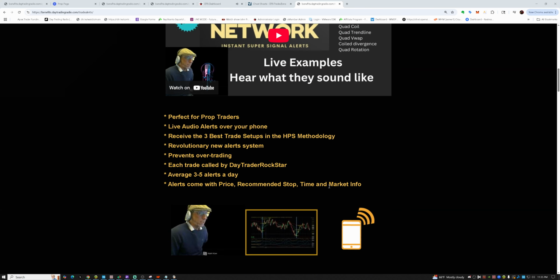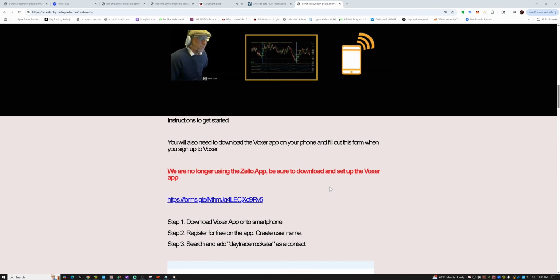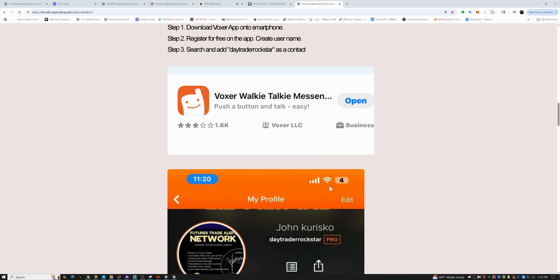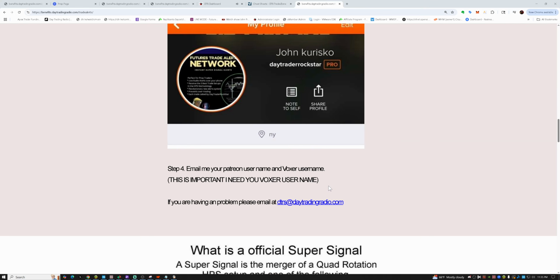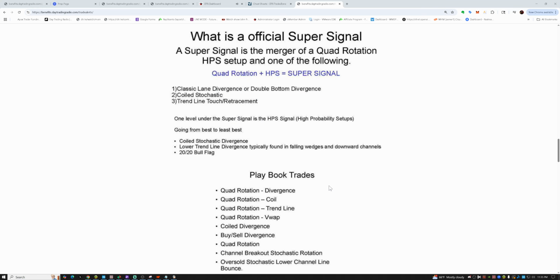And it works on your phone. You download an app, you send in your username, and I attach you. It's the Voxer walkie-talkie. All the information's on the site.